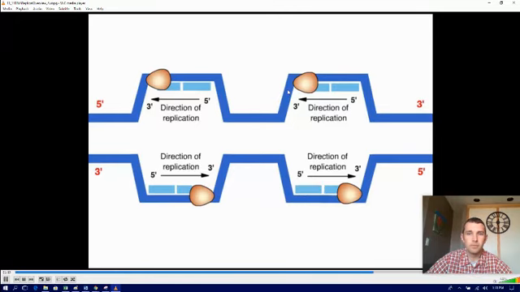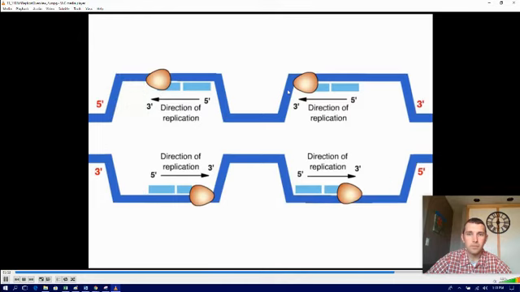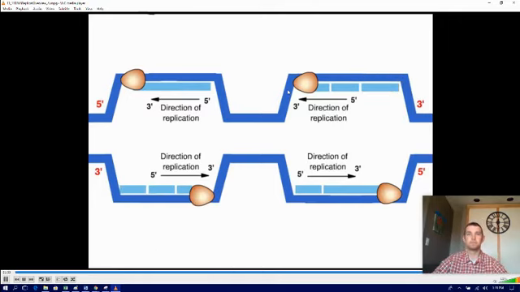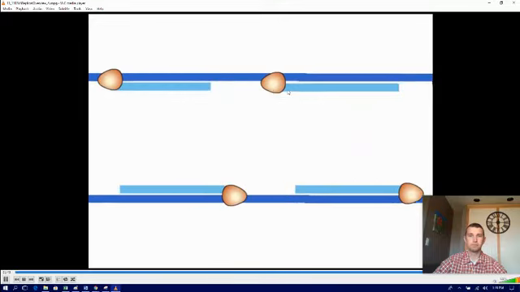The other half is synthesized in short pieces. As the replication bubbles grow, one daughter strand is synthesized continuously, while the other daughter strand is synthesized in pieces. The pieces are joined together by the enzyme DNA ligase. Eventually, all the replication bubbles merge, yielding two identical DNA molecules.